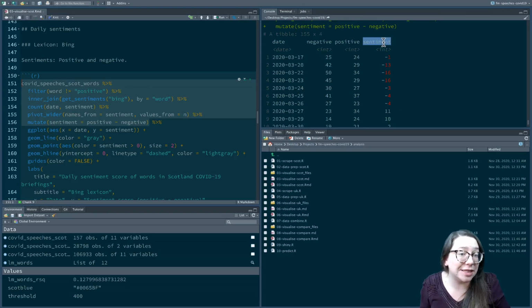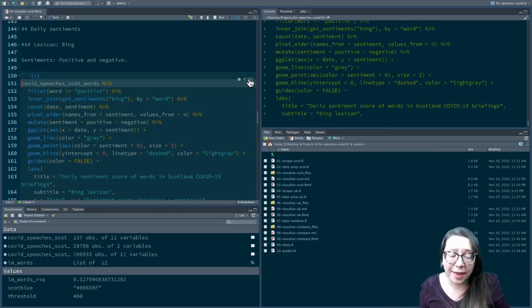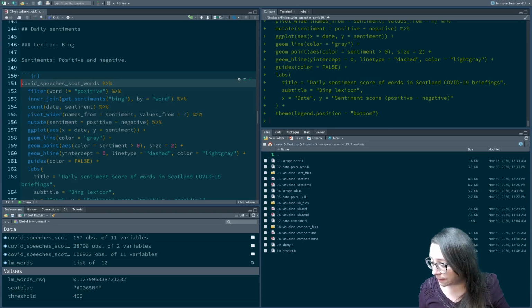So this is the sentiment column that we're going to work with. If it's a positive number, there were more positive words. If it's a negative number, there were more negative words. And the magnitude of the number tells us in which direction the speech skewed. And we can go ahead and plot these over time.